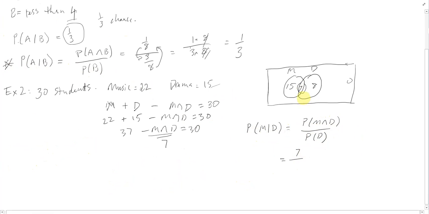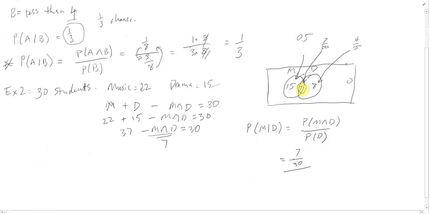Oh, whoops, I haven't calculated probabilities, have I? Okay, this is all in terms of people at the moment, so I need to calculate probabilities for all these things. So 15 over 30, this one here is obviously a half. 7, that is 7 over 30. And 8, that is 8 over 30, which is 4 over 15. Oops, my apologies. So 7 over 30 divided by probability that they do drama.